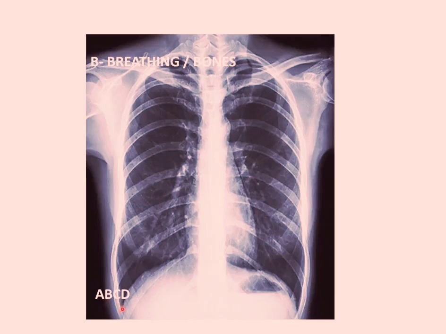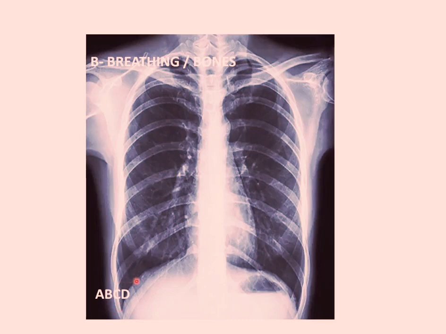Costophrenic angle, on both sides. Now, what is the clinical importance of this costophrenic angle? Frequently asked in the viva. The clinical importance is that it contains the costophrenic recess. The costophrenic recess is the most dependent part of the lung. So when pleural effusion occurs, pleural effusion meaning the accumulation of fluid in the pleural cavity, the fluid accumulates in the most dependent part, that is the costophrenic recess.